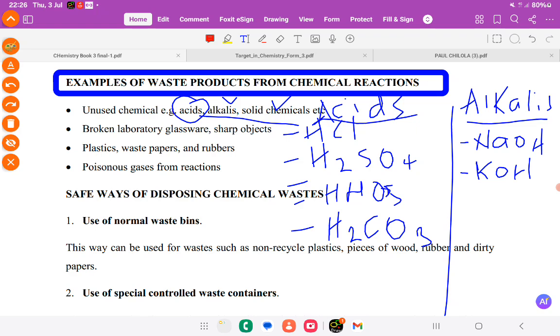because they become a danger. If kept for a long time, they become a danger. So they should be treated as waste, which are geared for disposal. Aluminium hydroxide. All these are examples of alkalis. They are bases which are soluble in water.